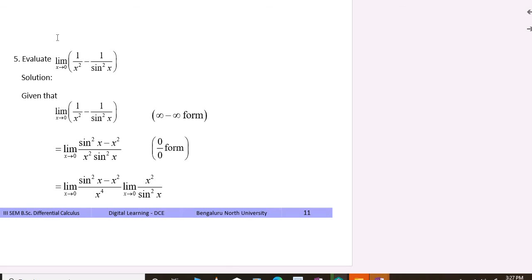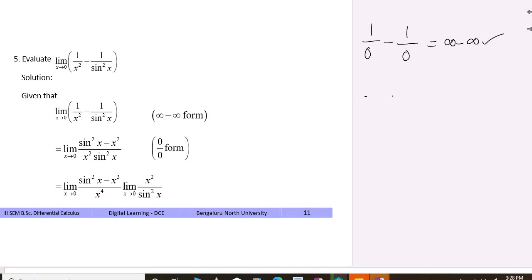Next question. Evaluate limit x tends to 0, 1 by x square minus 1 by sin square x. First of all, I want to substitute x equal to 0 in the given function. Then 1 by 0 square is infinity, minus 1 by sine 0, 0 square is 0. That means infinity minus infinity. This is an indeterminate form.